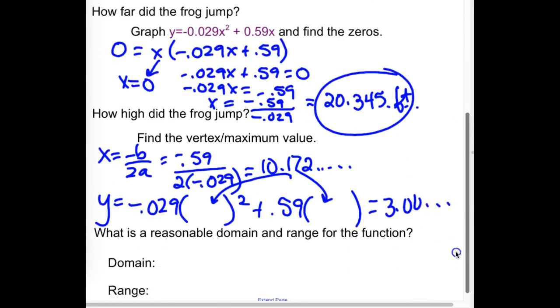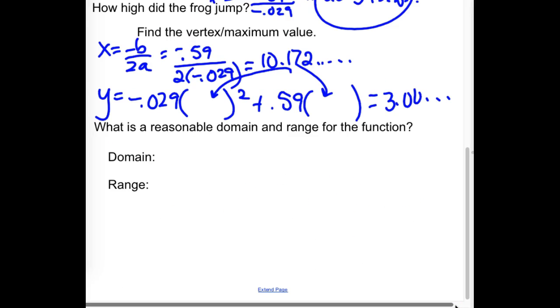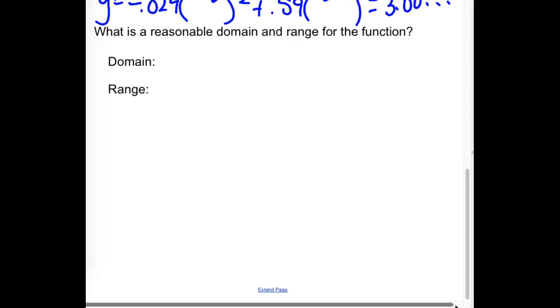Okay? Now, the question is, give me a reasonable domain and range for this. So let's talk about the domain. This particular frog jumped 20.345 feet in distance. Is it reasonable to say you'd have a frog that would go 100 feet? Probably not. 50? Even that's kind of high. I would say if we're getting an answer of a little over 20, a reasonable domain wouldn't be over 30.